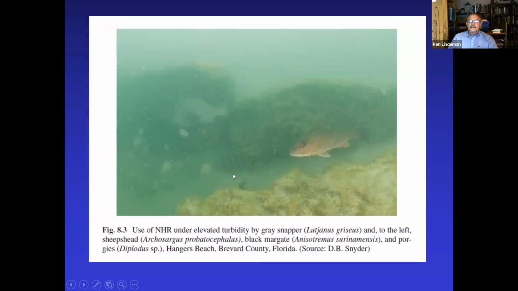In addition, there are many other species that are fished for in these habitats. This is a picture from further north in the habitat where you have a lot more turbidity frequently. This is actually a pretty good day from Brevard County. You've got here a gray snapper. This is taken off of Hangers Beach, off of Patrick Air Force Base. Gray snapper, sheepshead, and in the distance there you can see, despite the turbidity, a very sizable black margate.